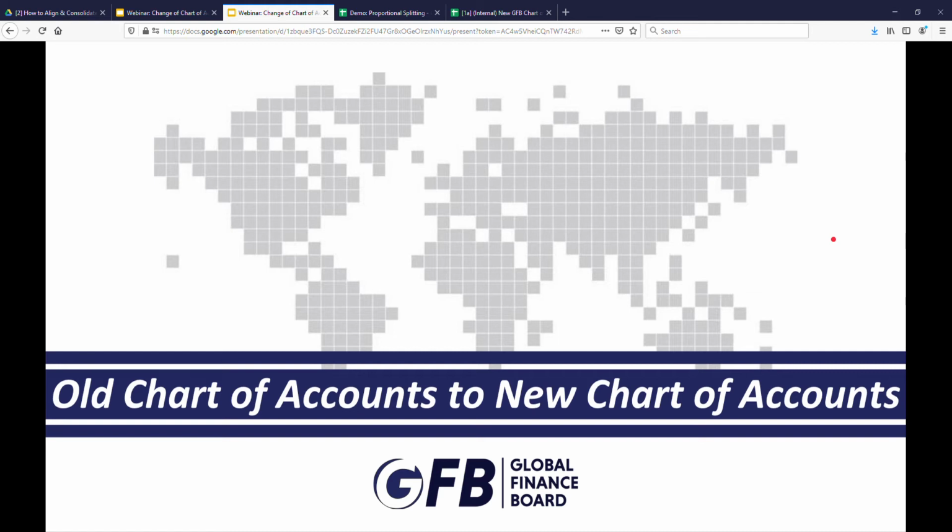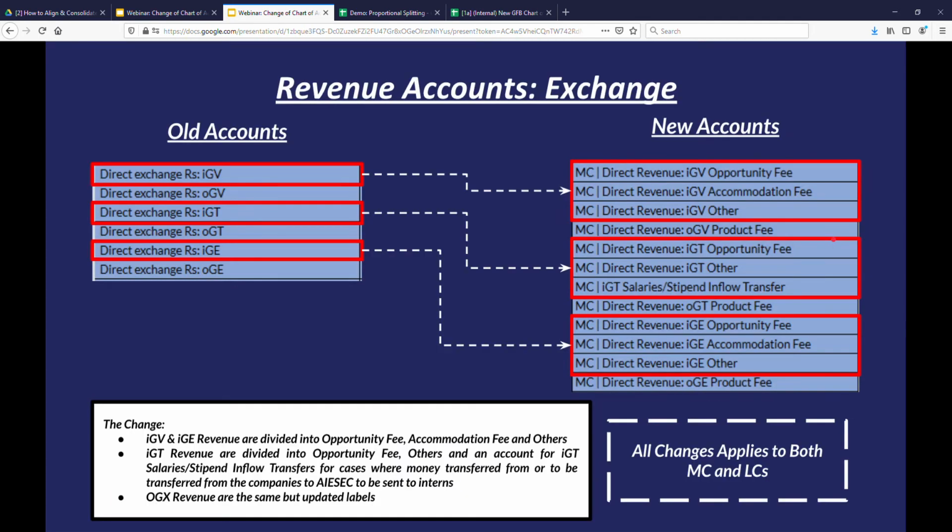So what are the changes from old to new accounts? First part is the revenue accounts, in the exchange group. The changes were pretty much just on the AIESEC side. AIESEC was split into three parts: for IGV and IGE, opportunity fee, accommodation fee, and others, because those are the three types of revenues that you can receive for these products. Meanwhile, for IGT, you have opportunity fee and others, because you cannot receive accommodation revenue.